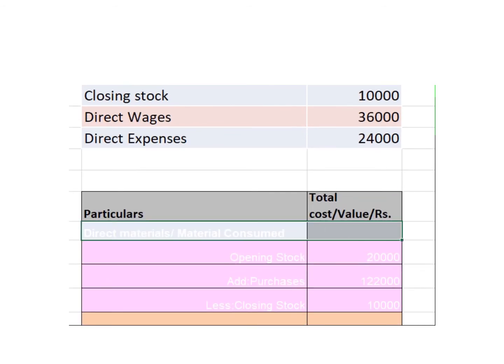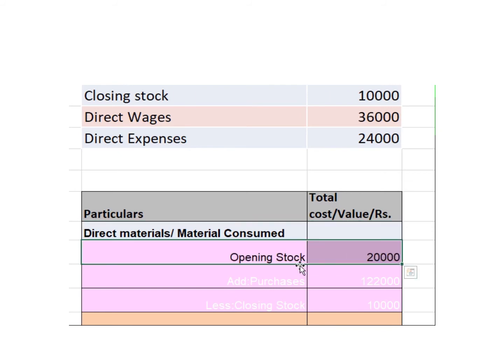So first we will write direct materials. We are going to calculate the direct materials, or the materials that are consumed. So what all data do we have? We have opening stock. We have to add this opening stock. First we had an opening stock, and with that opening stock we have purchased. So we have to add the purchases. The purchases are rupees 1,22,000. So we have to add that.